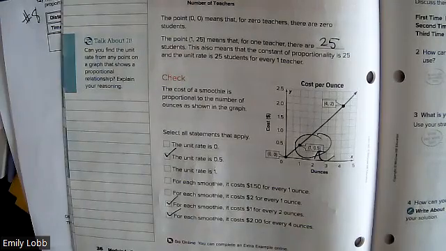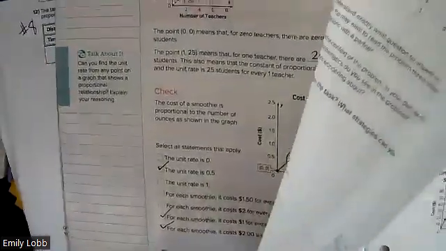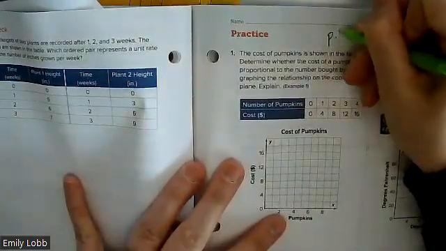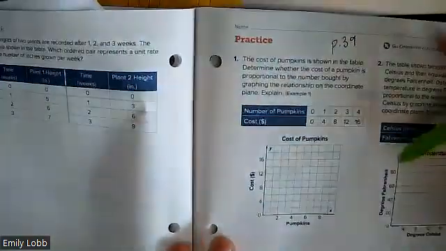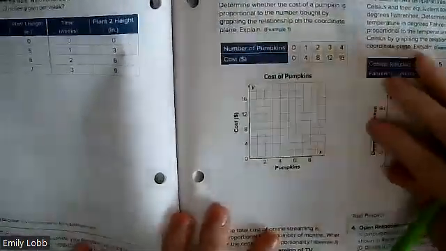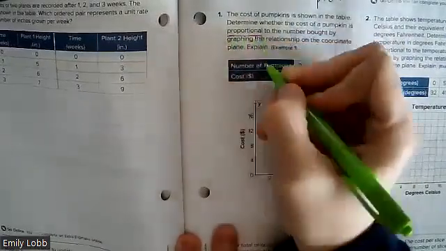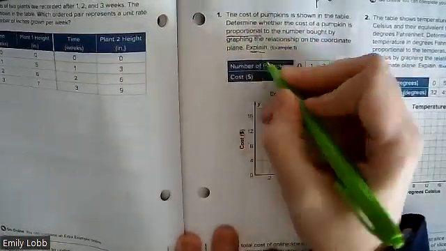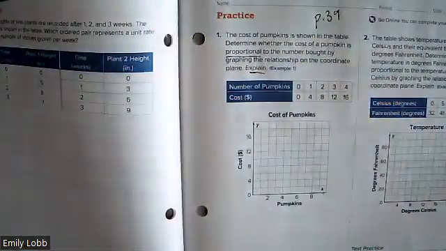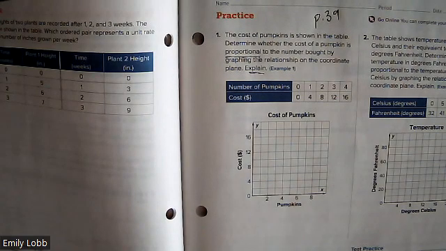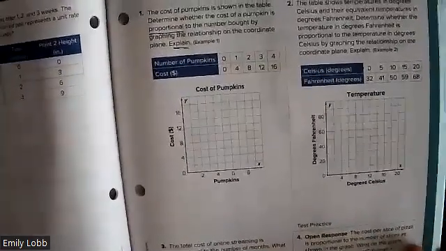All right, let's practice this. It is on page 39. So you're going to plot these points. So is it proportional? And you're going to explain. So remember, in order for it to be proportional, it has to go through the origin and be a straight line. So try those. You can do it on the packet if it's easier. That's fine.